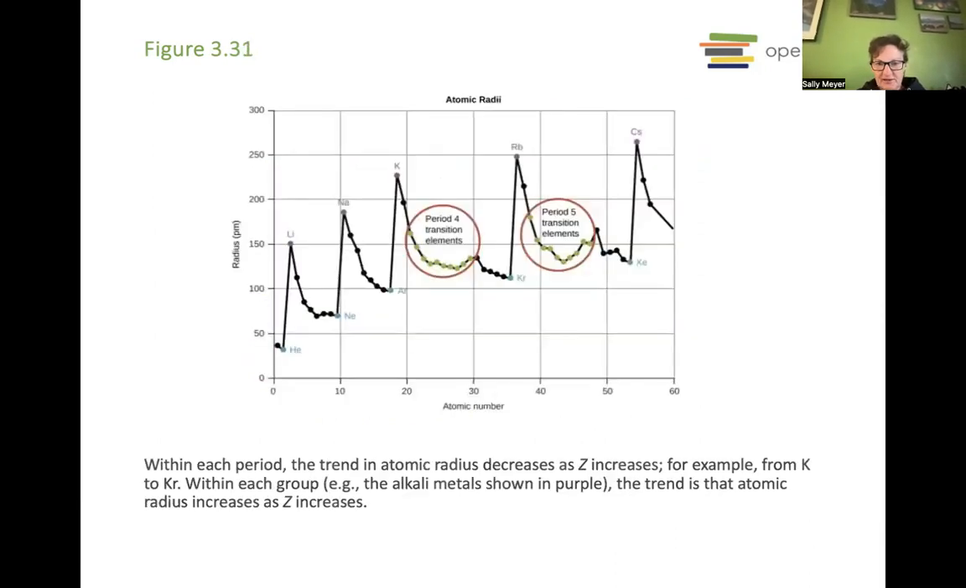So with each period, the trend in atomic radius decreases as Z effective increases. For example, from potassium to krypton. Within each group, the trend is that atomic radii increases as Z increases. So this shows you that trend. From lithium down to neon, they're shrinking because you're going from left to right. But then when you go from lithium to sodium to potassium, you'd be going down a group, and so they're all getting bigger.